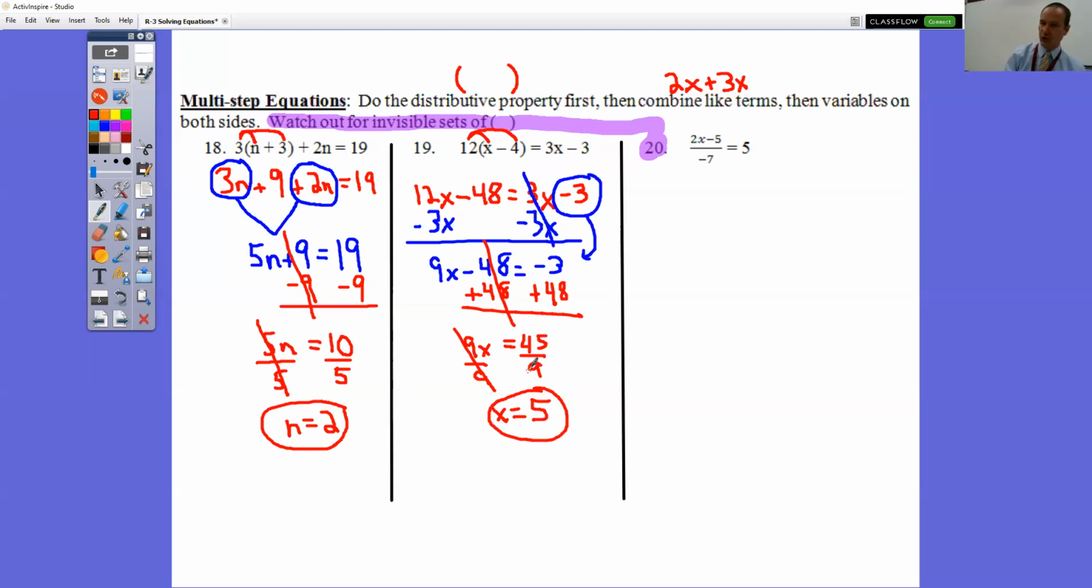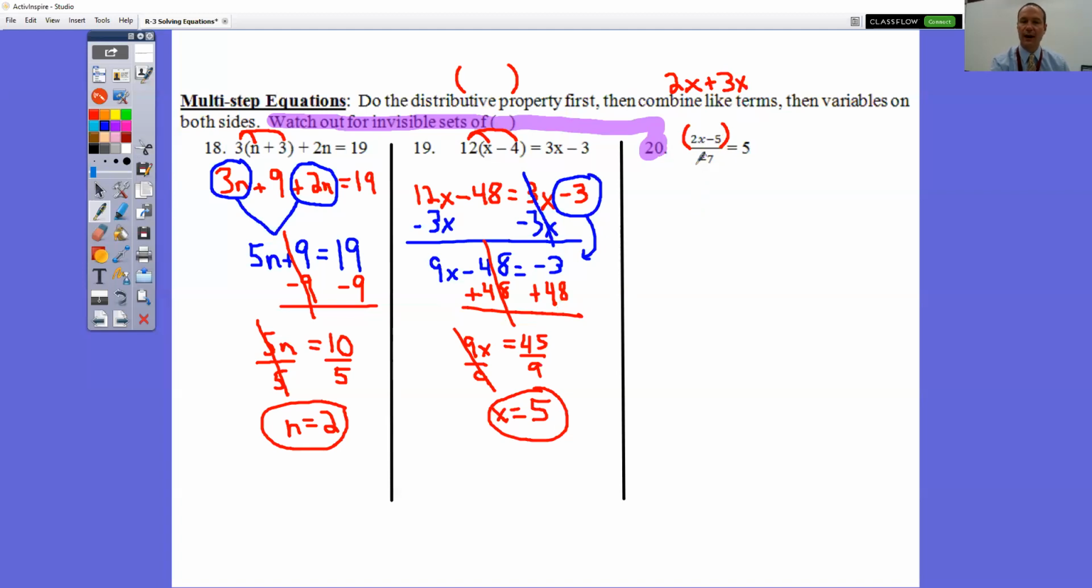Now, take a look at number 20. Number 20 has the invisible set of parentheses in it. Anytime that you have this fraction type question and you have an operation in the top, so either an adding or subtracting in the top part, that means there's really an invisible set of parentheses around that top part. Because there's that invisible set of parentheses around the top part, we're not going to do +5 and +5 first.